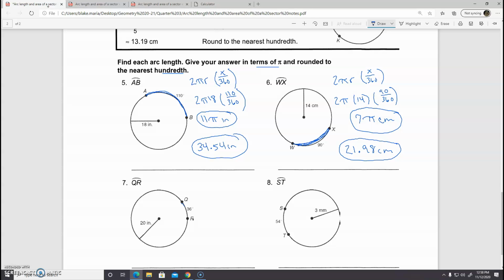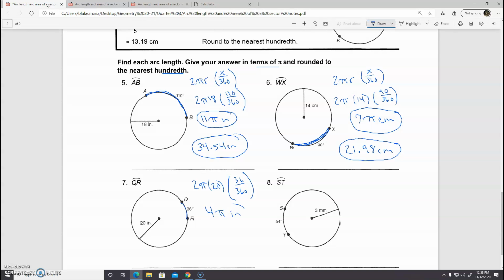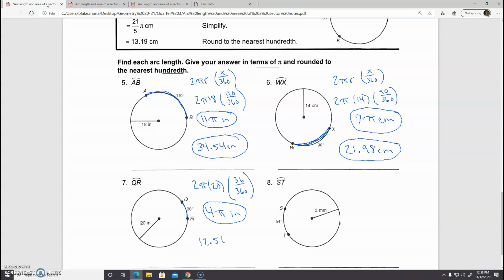All right, so here we're dealing with 2 times pi times r, and we want 36 out of 360. 2 times 20 is 40, times 36 over 360. If you type that in, you get 4 pi inches. There's leave in terms of pi. Again, don't touch pi. And then 4 times 3.14 will get me rounded to the nearest hundredth, 12.56 inches. All right, so that's what you're doing on these.